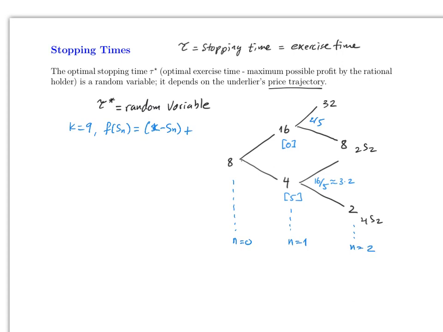So let's look at this one by one. At time equal to 0, the payoff function is equal to 1, which clearly is less than the value of the option, which was 54 over 25, which is around 2.16. So therefore, at this point, definitely you don't want to exercise, because if you do, you will lose $1.16. You should check that.